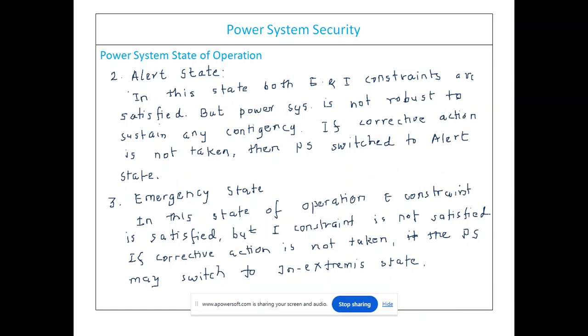Now it is the alert state. In this alert state, it is called E and I here also. Both E and I are satisfied. In this state also, both E, equality, and I, inequality constraints are satisfied. But the power system is not that robust. Means what? It is not robust enough to sustain any contingency. So if any fault takes place, then there is a possibility that the power system will become more severe.